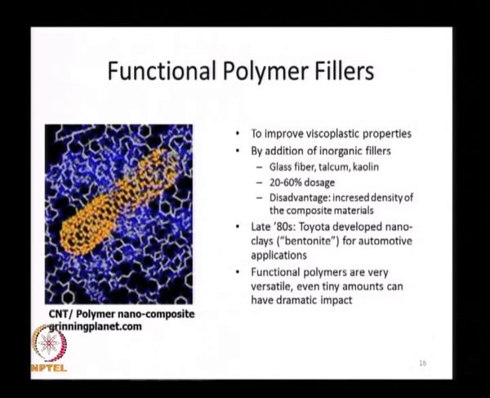However, the disadvantage is that there is an increased density of the composite materials, which can lead to higher weight, and when you have applications where the weight of the material is a limiting factor, nano composites do have a disadvantage over the pure or virgin polymer materials. One of the first uses of nano composites was the nano clay bentonite, which was used in the late 80s by Toyota for automotive applications.